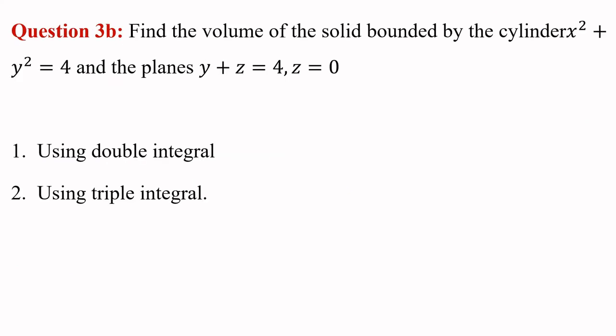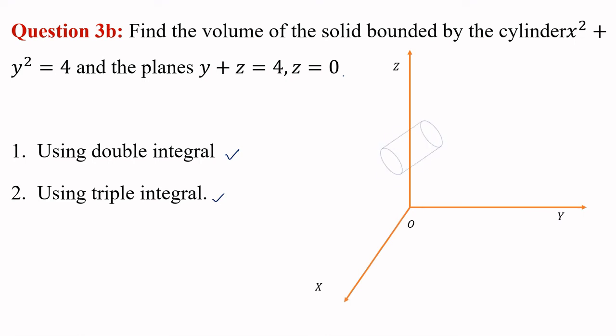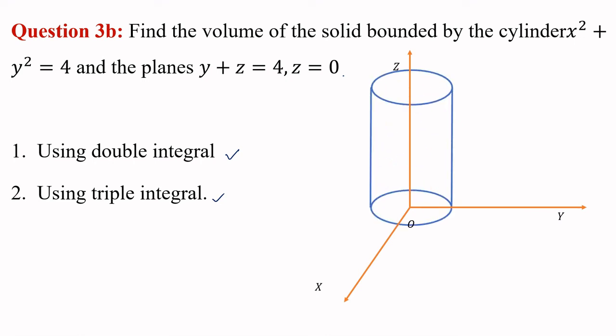Okay, the next question we have: find the volume of the solid bounded by the cylinder x² + y² = 4 and the planes y + z = 4, y = 0. These kinds of questions we usually teach in the classroom also. This can be solved by double integration and by triple integration both. We have the x, y and z coordinates given here. First the cylinder x² + y² = 4 that we have drawn here. Next is y + z = 4, that we have kept here, this figure.